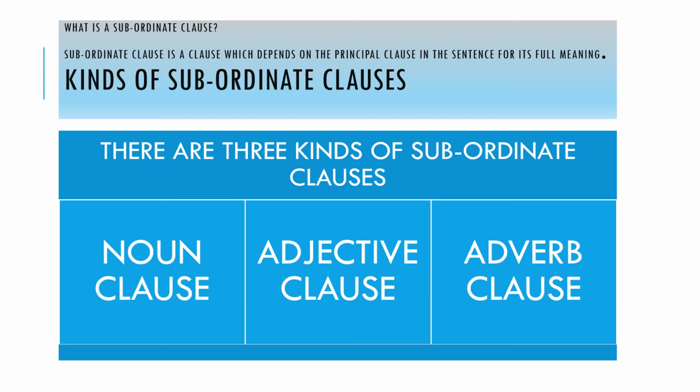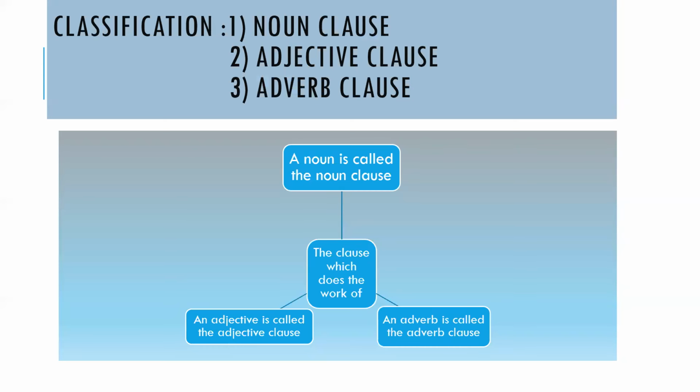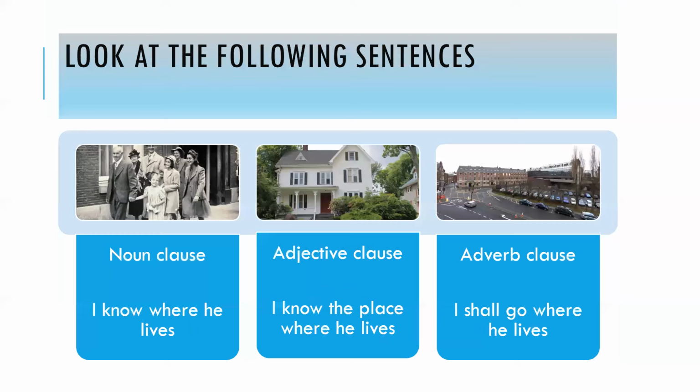Let's look deep into the kinds of subordinate clauses. There are three kinds of subordinate clauses: noun clause, adjective clause, and adverb clause. Let's look at the classification of these clauses. The clause which does the work of a noun is called a noun clause. The clause which does the work of an adjective is called an adjective clause. The clause which does the work of an adverb is called an adverb clause.